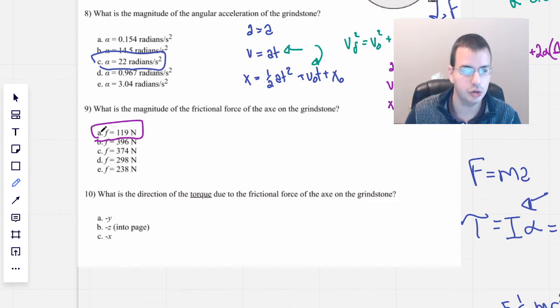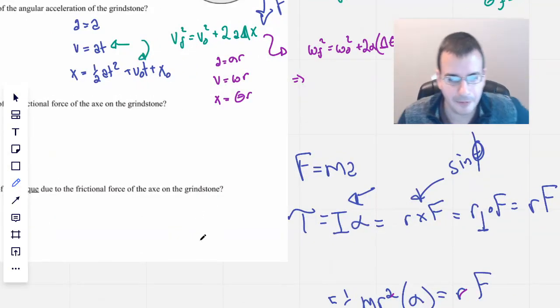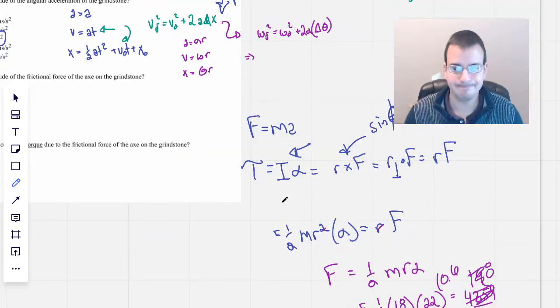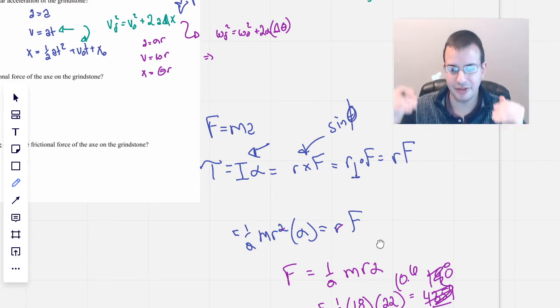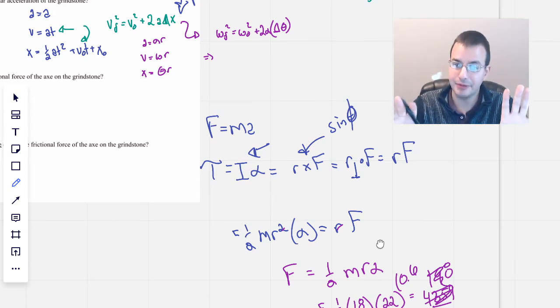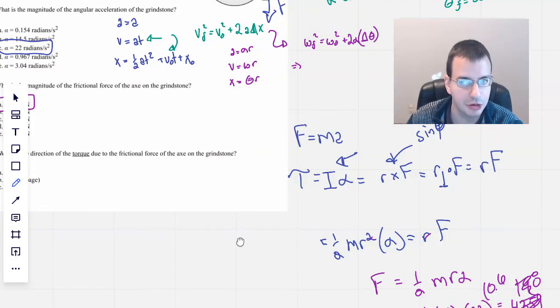119 newtons. All right. So all the hard stuff I did fine, but when it came to plugging into the calculator, tragic. So the story is, try and simplify everything as much as you can on paper first, and then put simple numbers into your calculator. And don't forget those simple numbers.